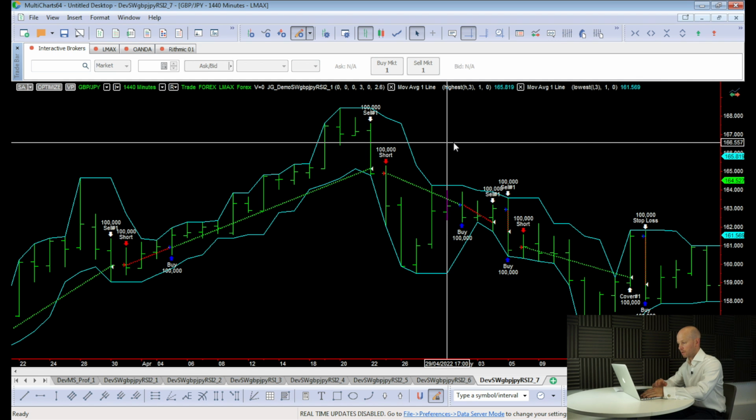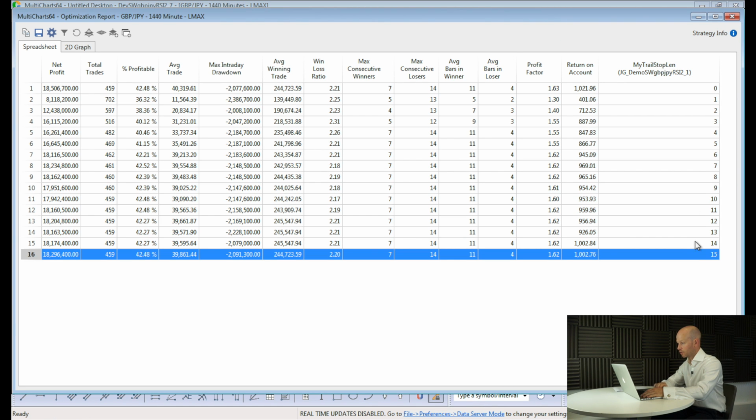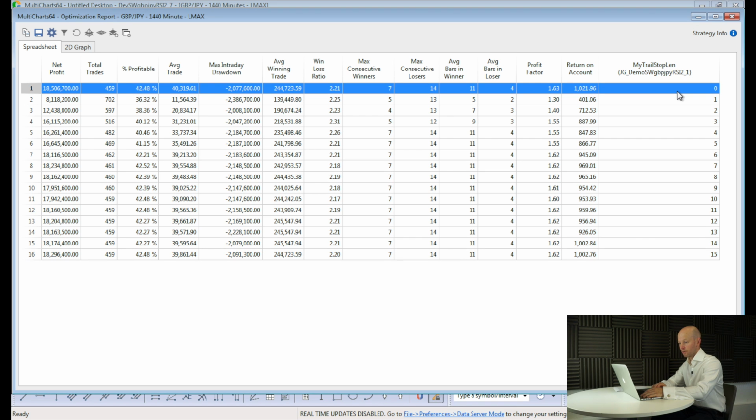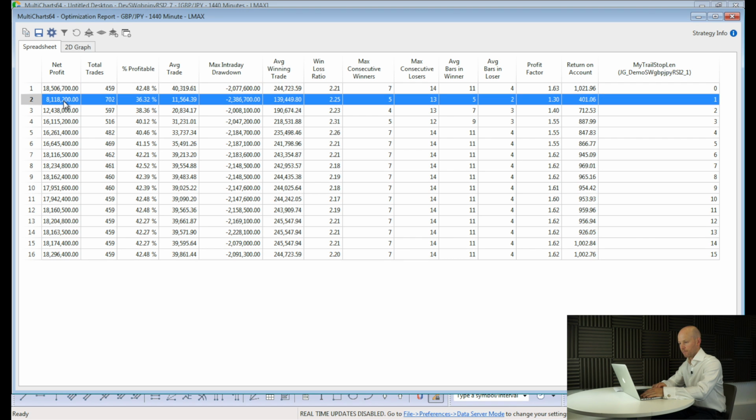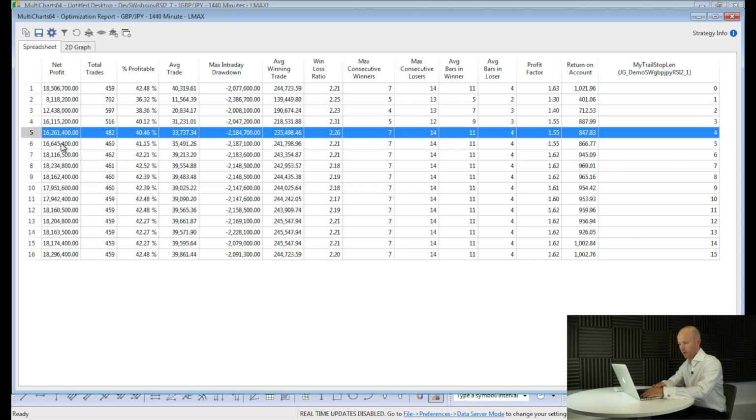So we're using the highest highs and the lowest lows over the last X bars, and I've tested the X bars from 1 through to 15. Using 0 is using no trailing stop loss whatsoever. So looking at the numbers, 1 doesn't work very well. Profit starts to go up and up.